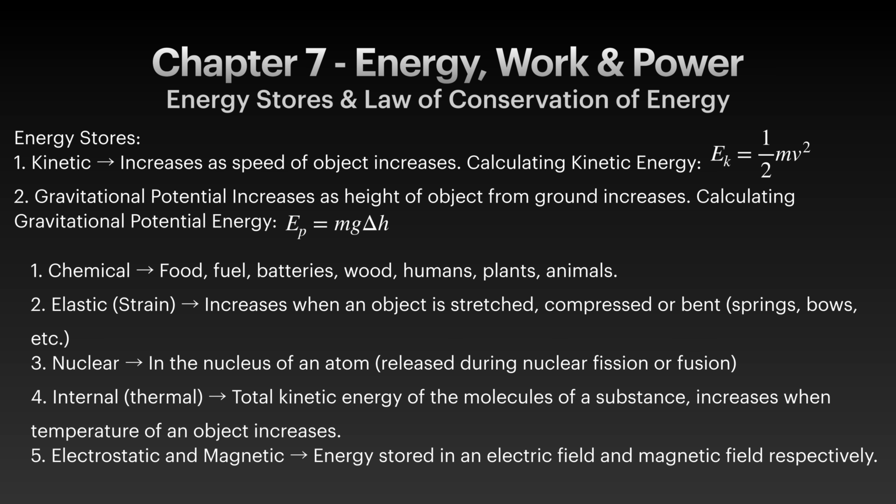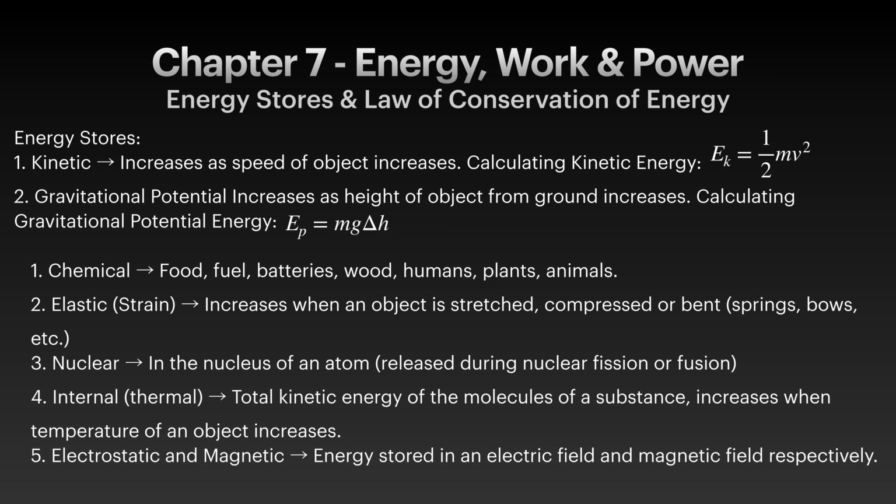Next comes the gravitational potential energy. This energy depends on the height of where the object is. As the height of the object increases from the ground, the gravitational potential energy increases too. The formula to calculate the gravitational potential energy is: energy equals mgh, where m is the mass, g is the gravitational constant, which is 9.8 meters per second squared, and h is the height.